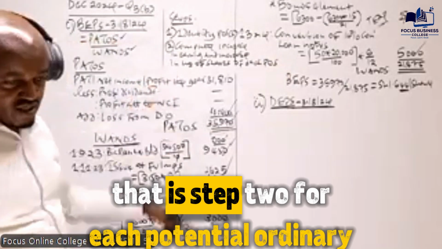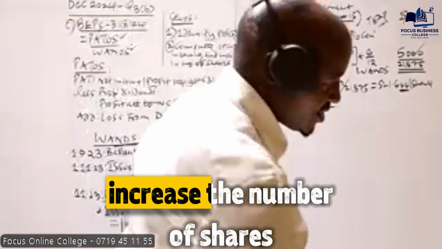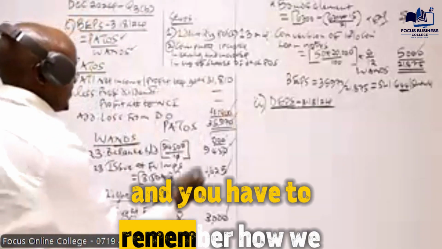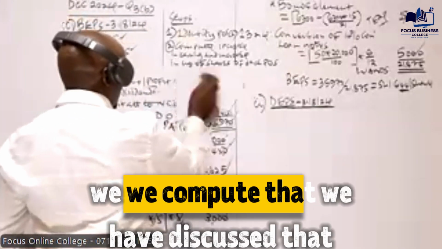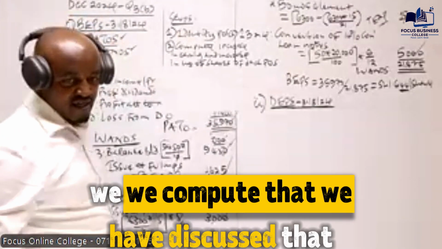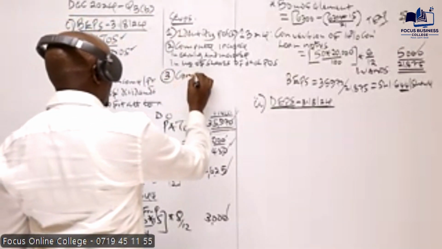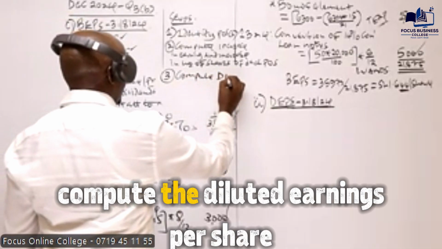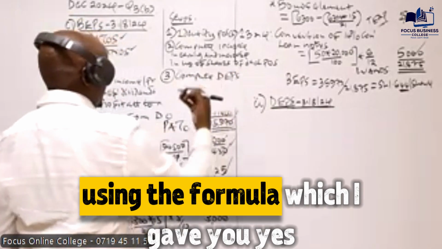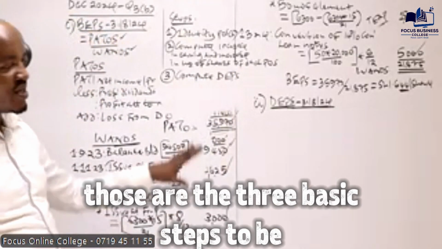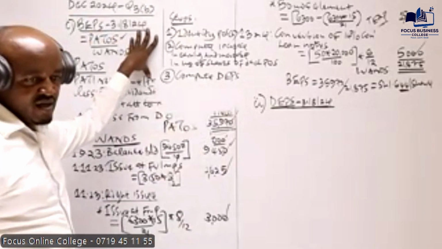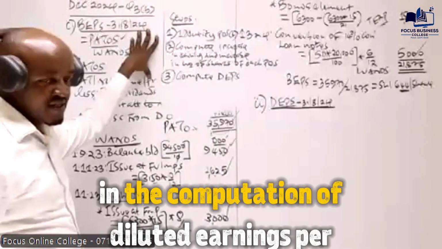For each potential ordinary share, compute the increase in earnings and the increase in number of shares, and you have to remember how we compute that. We have discussed that. And then finally, compute the diluted earnings per share using the formula which I gave you. Yes, those are the three basic steps to be followed in the computation of diluted earnings per share.